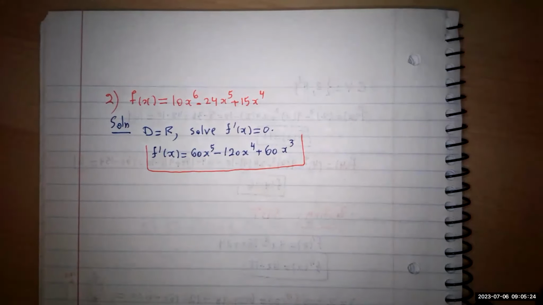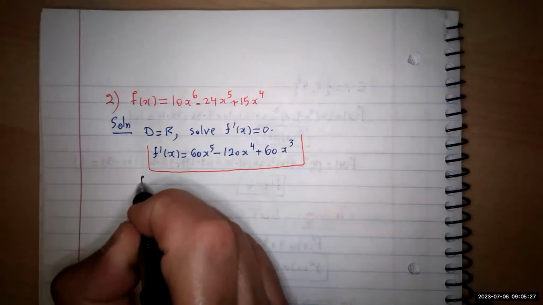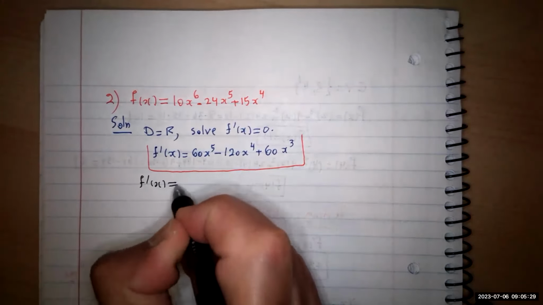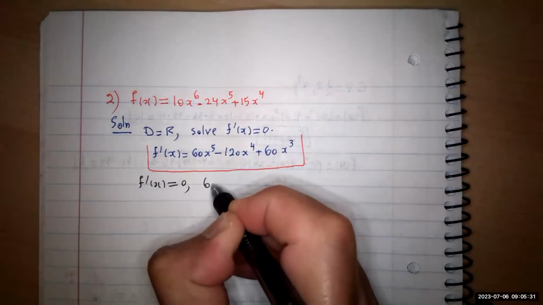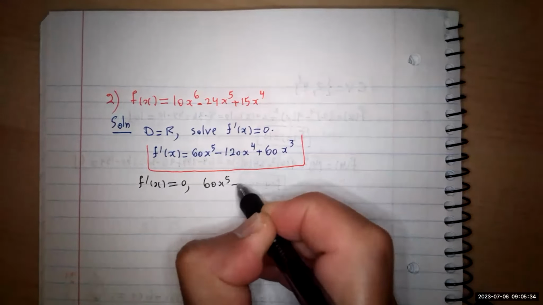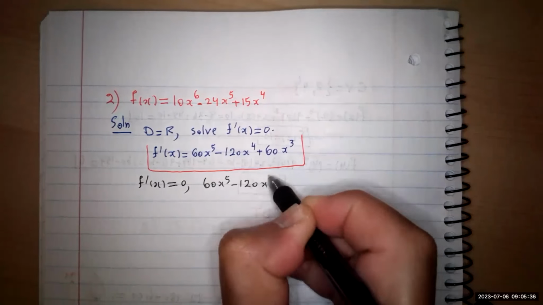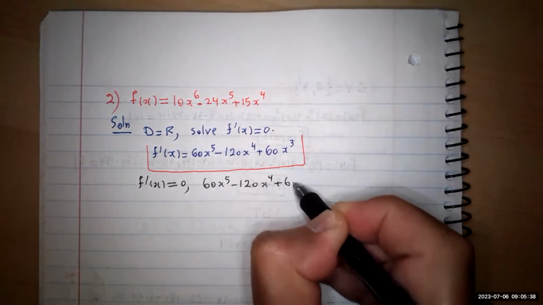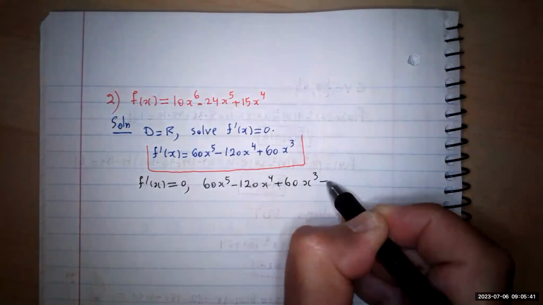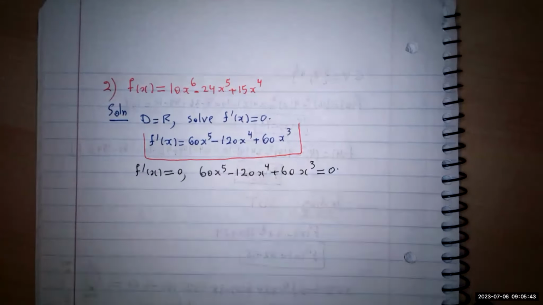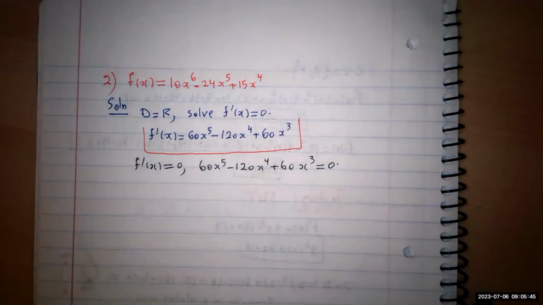Okay, let it equal to 0. f prime of x equal to 0 to find the critical values. 60x to the 5th minus 120x to the 4th plus 60x cubed equal to 0. It's a polynomial type, you have to use a factoring method to do it. Okay, what's a common factor? Any suggestion? You have to try to see if there is a common factor, because all of them have x.